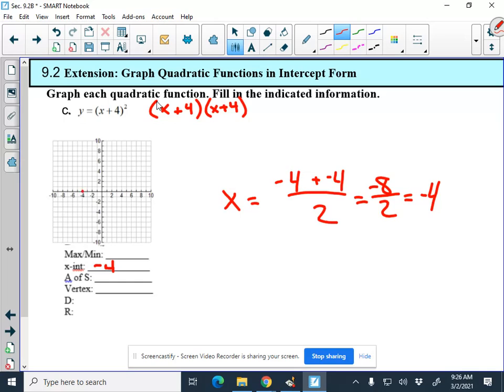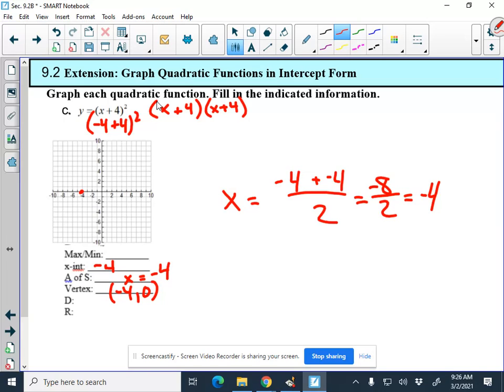So when we graph it, that is our turning point. And since we already know that's it, if I were to put -4 in here plus 4 and square it, you can do it in your calculator, but -4 plus 4 is 0. And 0 squared is 0. So our axis of symmetry is -4. Our vertex is -4 comma 0.